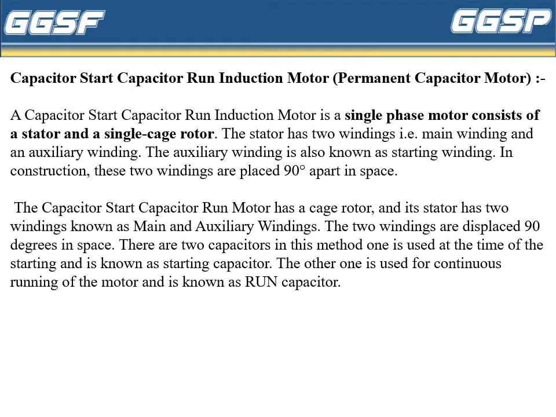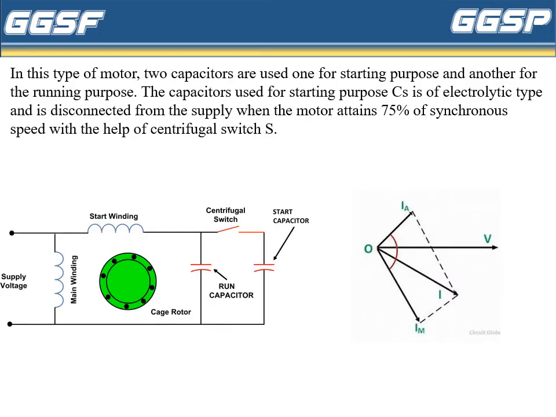The capacitor start capacitor run induction motor has a cage rotor, and its stator has two windings known as main and auxiliary windings. These two windings are displaced 90 degrees in space. There are two capacitors in this method. One is used at the time of starting and is known as the starting capacitor. The other one is used for continuous running and is known as the run capacitor. In this type of motor, one capacitor is used for starting purpose and the other for running purpose.